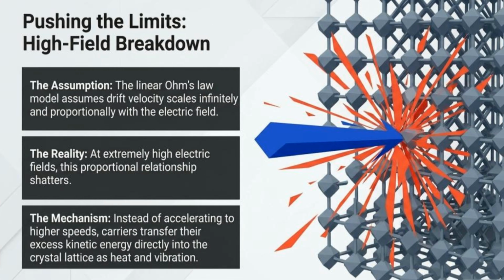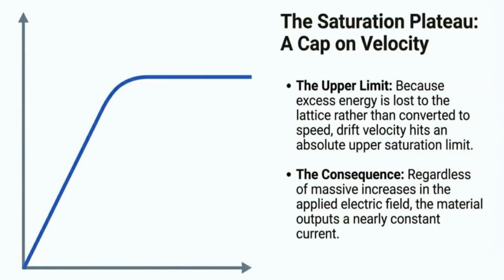The linear Ohm's law model breaks down under extremely high electric fields. Instead of accelerating further, carriers transfer excess kinetic energy into the crystal lattice as heat and vibration. Due to energy loss to the lattice, drift velocity hits an absolute upper saturation limit. As a consequence, massive increases in the applied electric field result in a nearly constant current output.